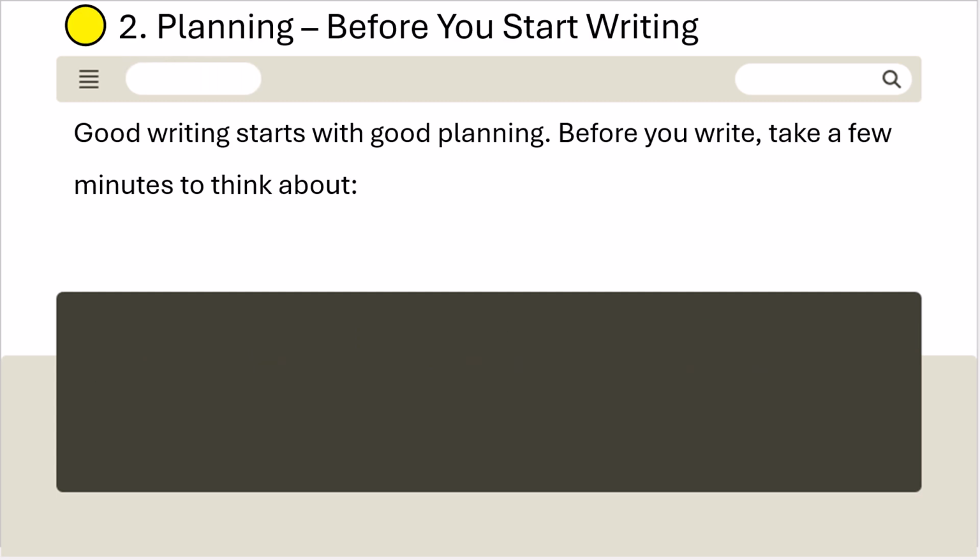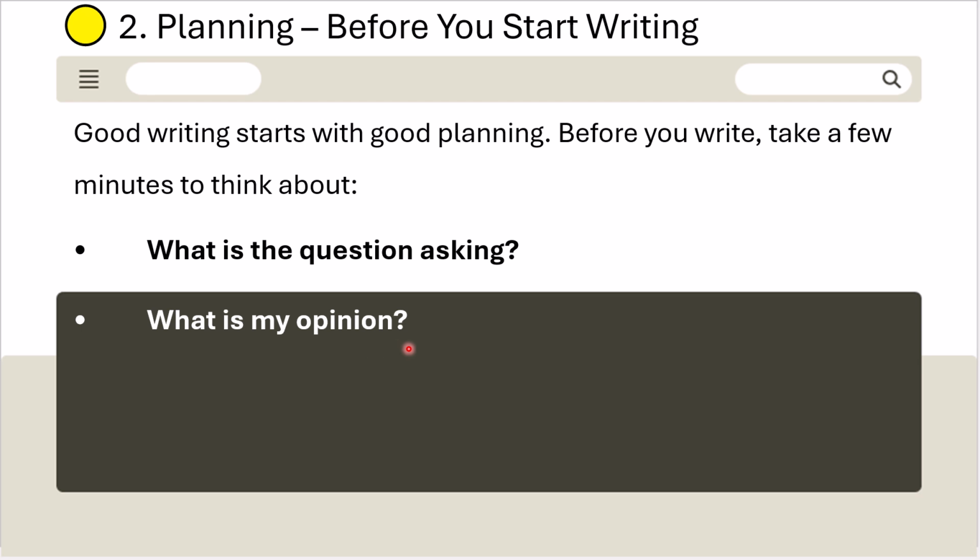So, planning. Before writing your essay, before you start your writing, you have to plan. So, good writing starts with good planning. Always keep in mind that good writing starts with good planning. And before you write, take a few minutes to think. Look here. What is the question asking you? So, first read the questions, the bullet points given. What is the question asking you to write about?